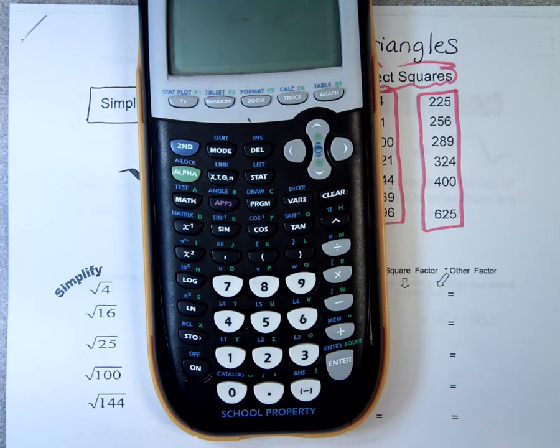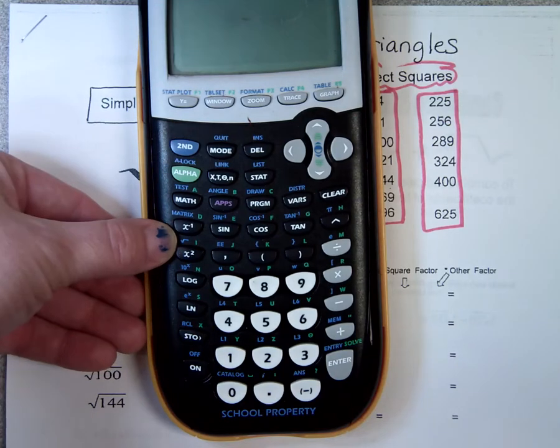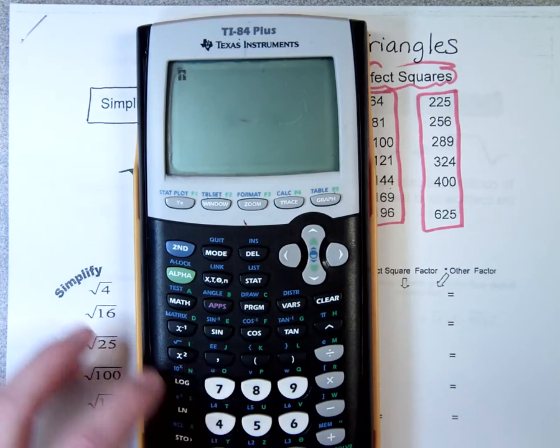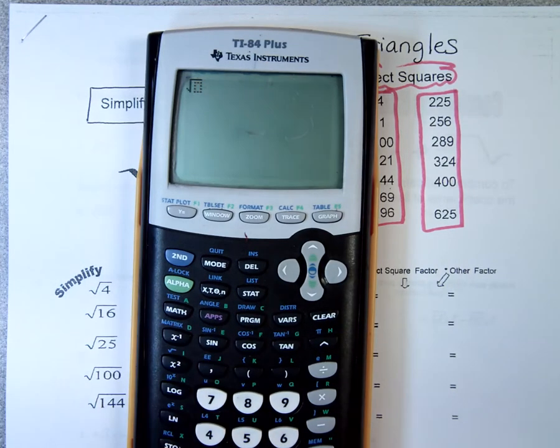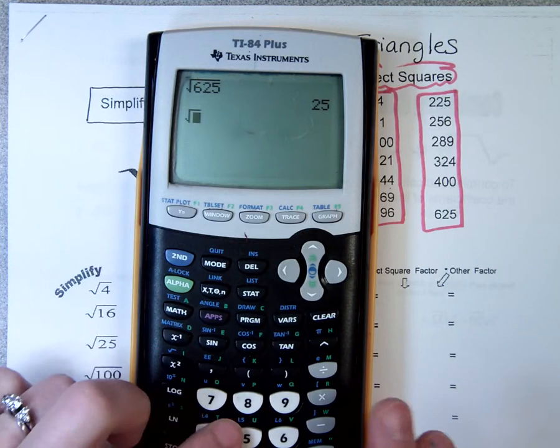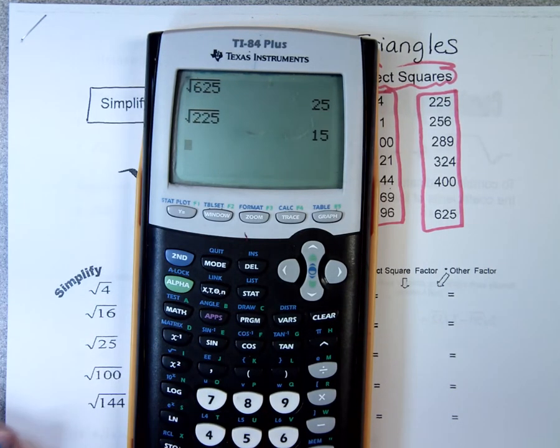Yeah, it's right above the x squared in blue there. So since it's above the x squared in blue, how do I get to it? Second. Okay, so I'm going to go second x squared, and then I just want to know what the square root of 625 is, because I may not know. So I just put 625 in, hit enter, and there it is. So the square root of 625 is 25. What's 225? Well, let's see. Second square root, 225, 15.